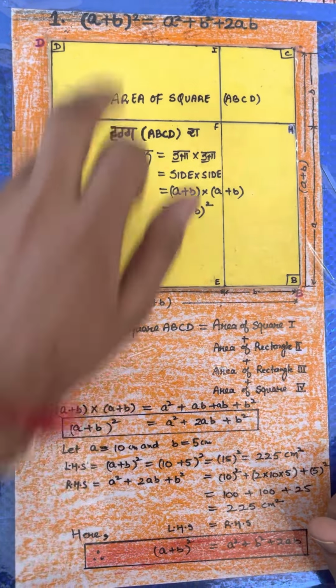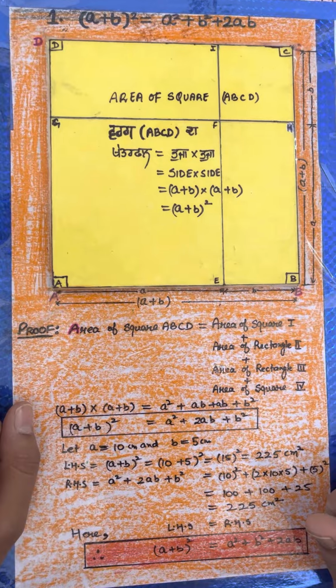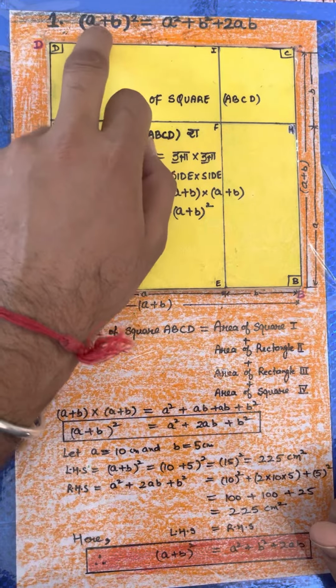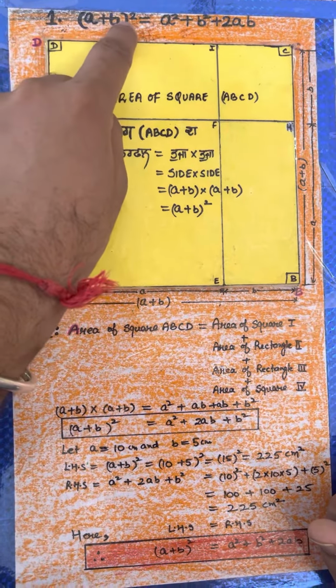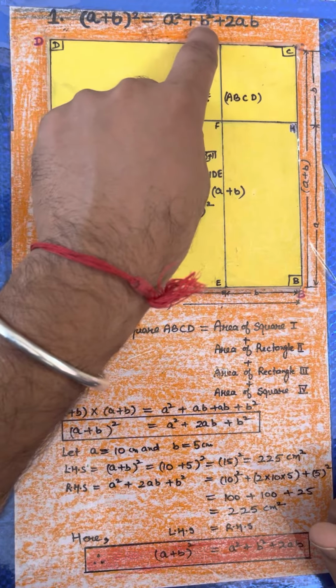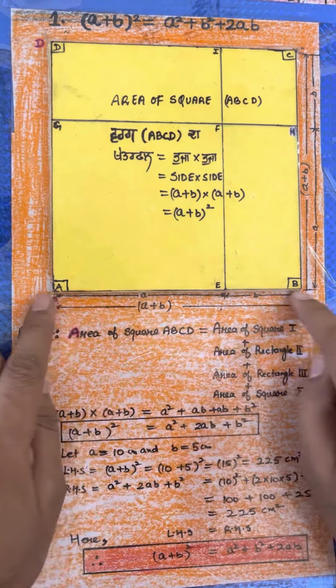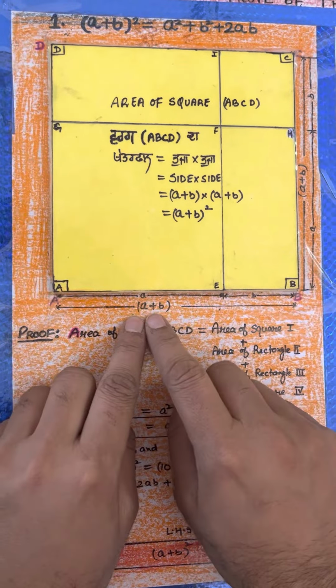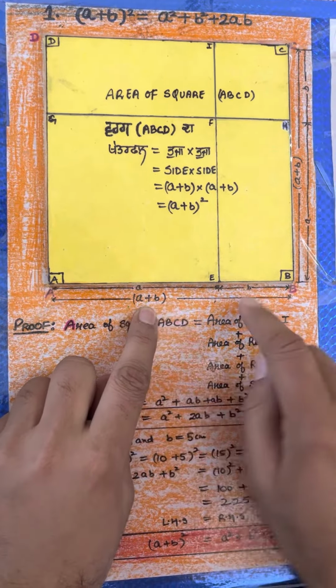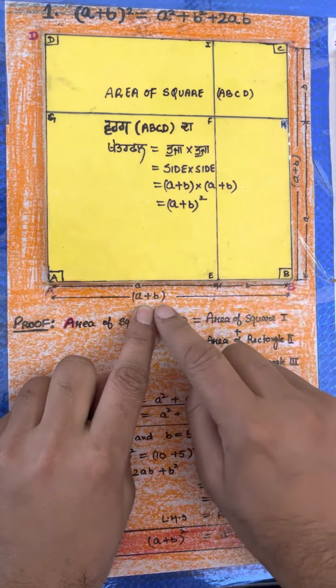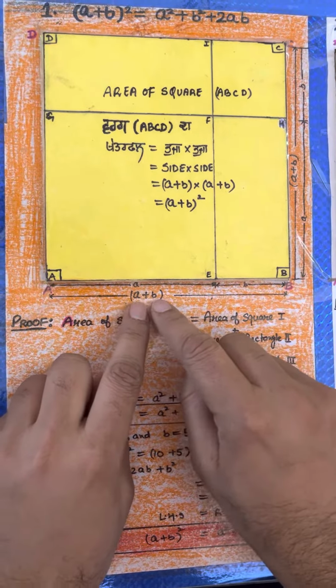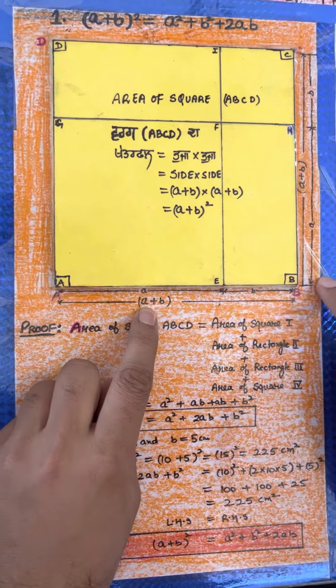Dear students, today we will perform one activity to prove an identity of mathematics. This is (a plus b) whole square equal to a square plus b square plus 2ab. So for that we have taken one square whose side we have assumed to be a plus b. All sides of a square are equal. We know that this side will be equal to a plus b, and this will also be equal to a plus b.